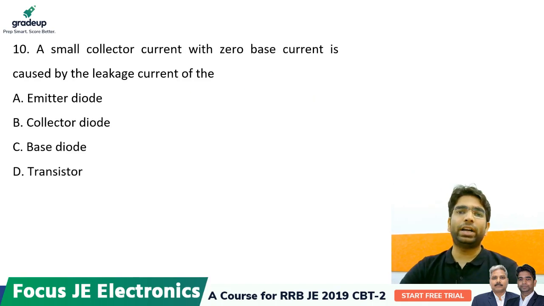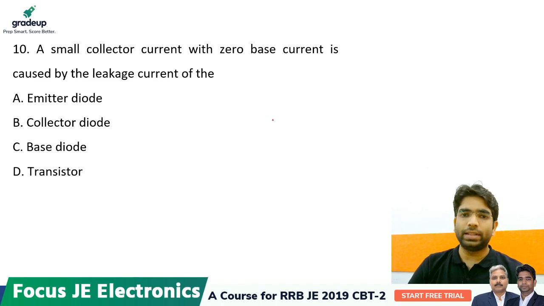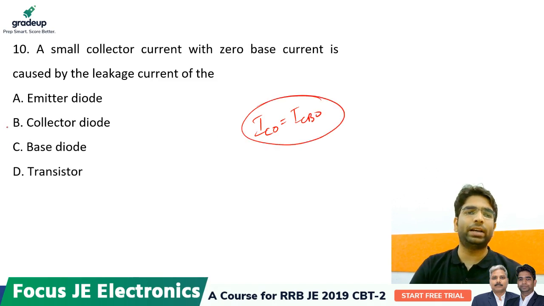A small collector current with zero base current is caused by the leakage current of the collector diode. In this case you will get IC equals ICO equals ICBO. It will be the collector diode.